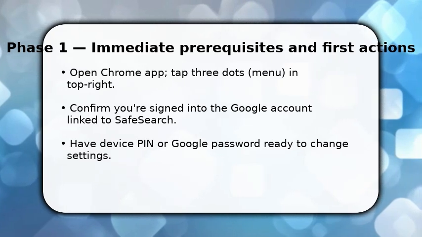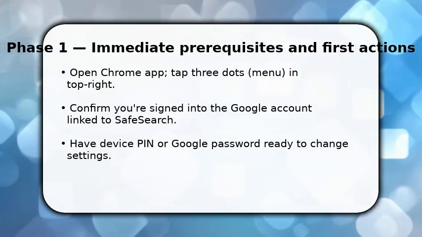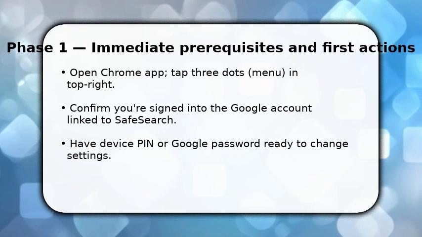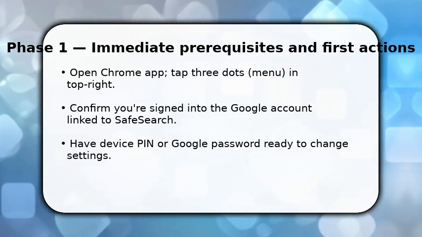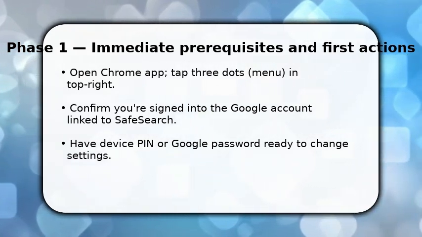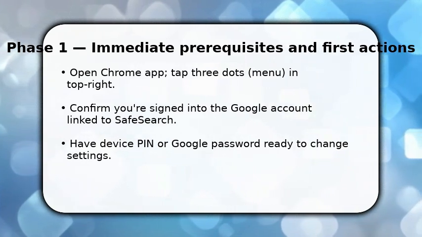Enjoy the video. You start in Chrome, tap the three-dot menu, then Settings. Do it now to reach search settings quickly. You need to confirm the Google account that enforces safe search because settings follow that account. Otherwise, you'll change the wrong profile.